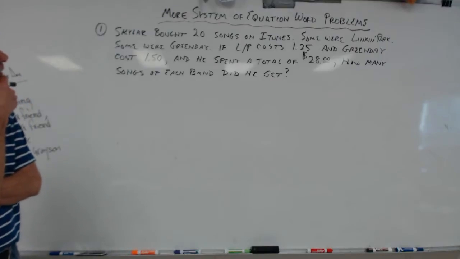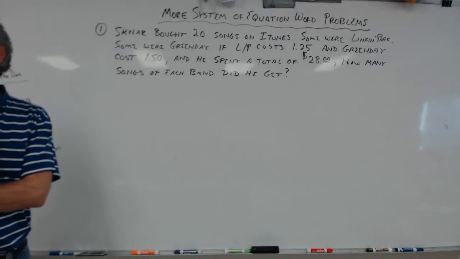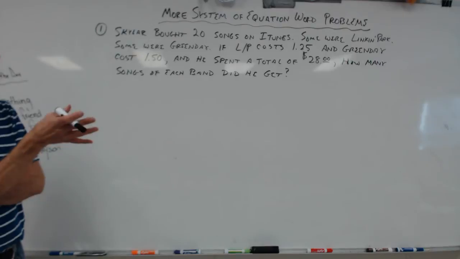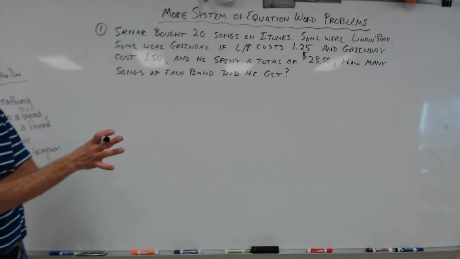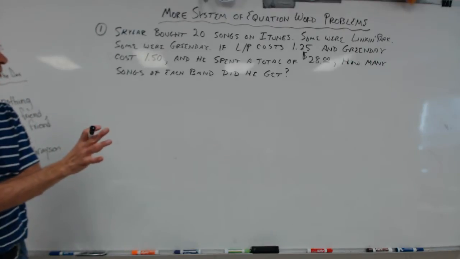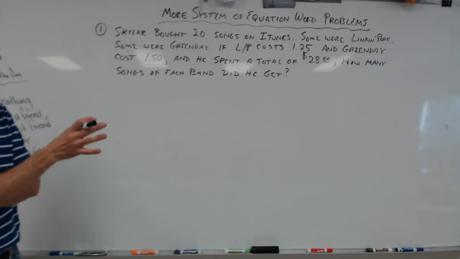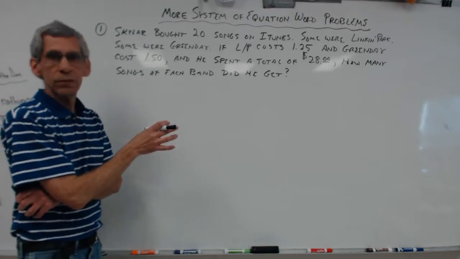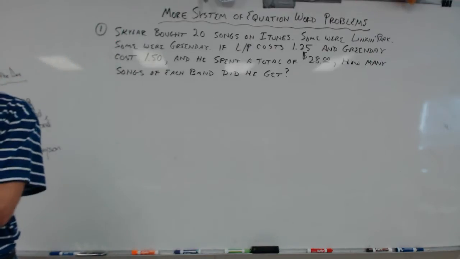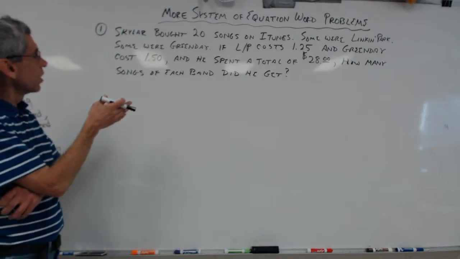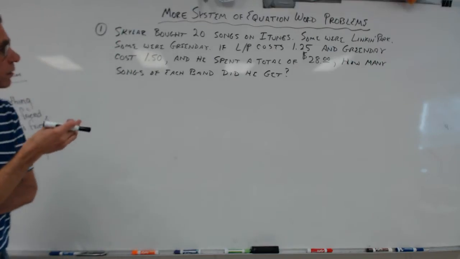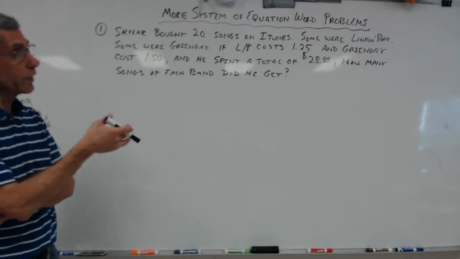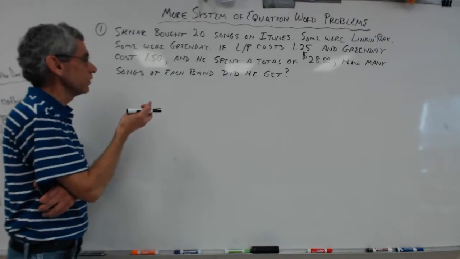Skylar bought 20 songs on iTunes. And there were 2 types of songs. Some were Linkin Park songs and some were Green Day songs. If the Linkin Park songs cost $1.25, and the Green Day songs cost $1.50, and he spent a total of $28, how many songs of each band did he get?